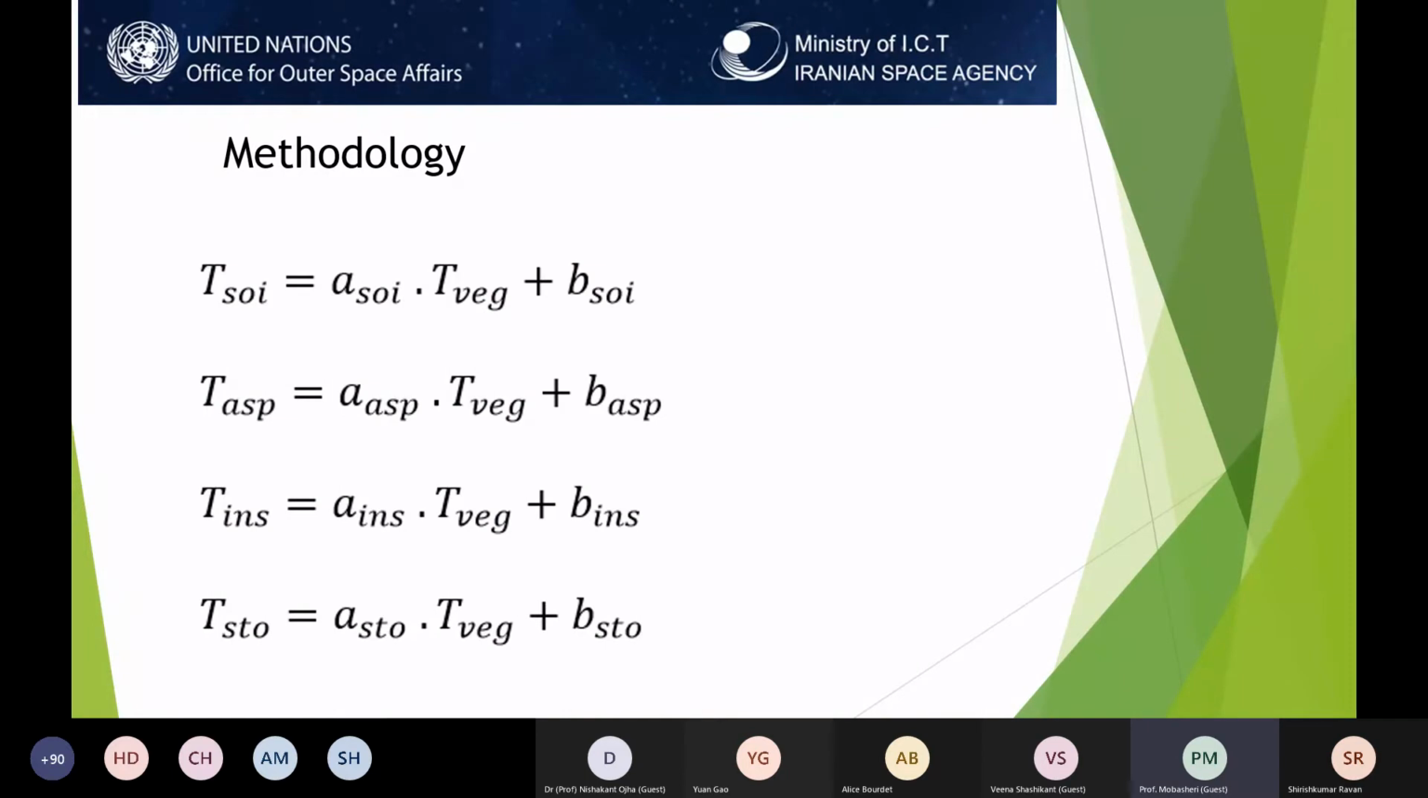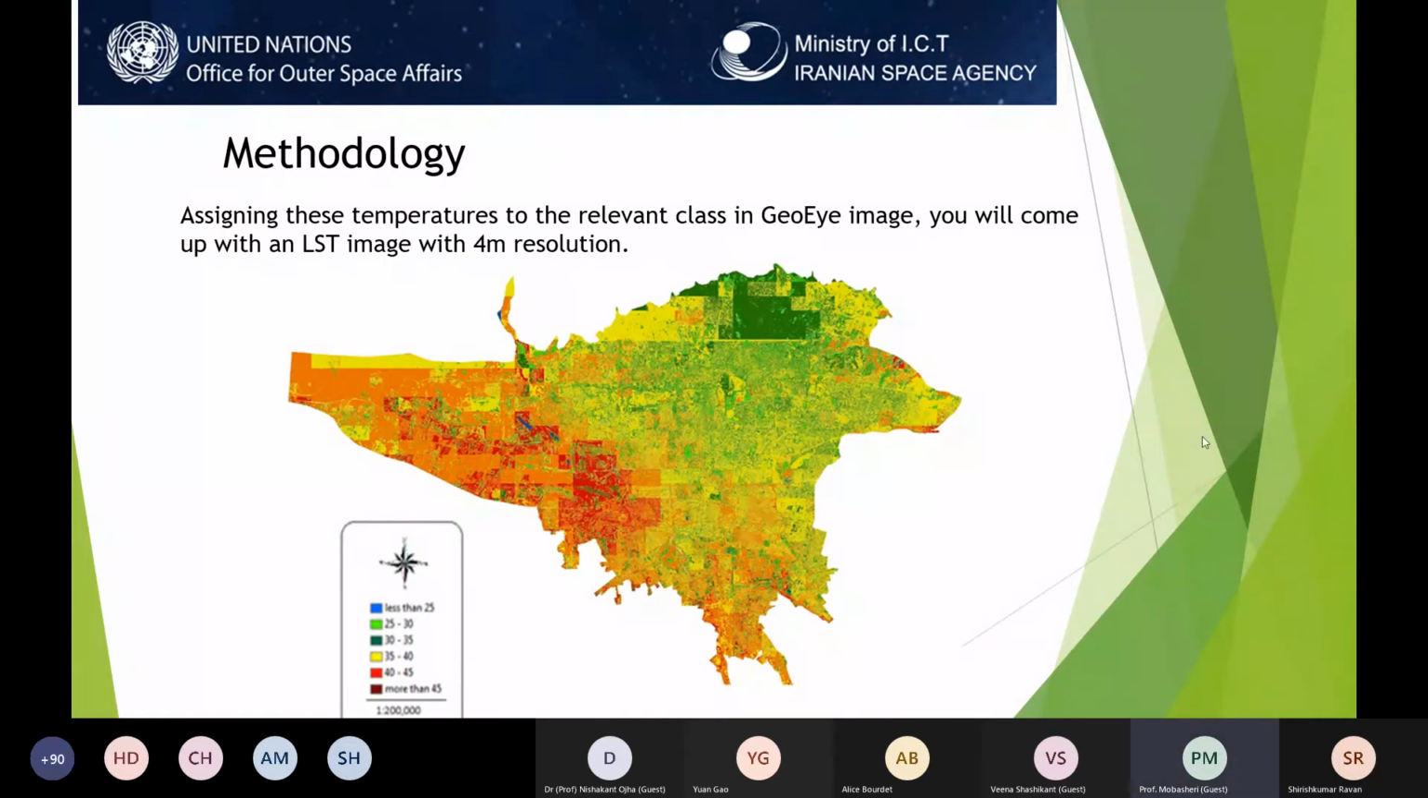When we have calculated T veg, then in each pixel the temperature of the different classes can be calculated through these equations. Go to the next, please. This is the first picture of the temperature, or LST, for different surface covers at the 4-meter resolution of GeoEye. And as you can see, the detail is so profound, and you can get very effective information from this picture. Go to the next, please.